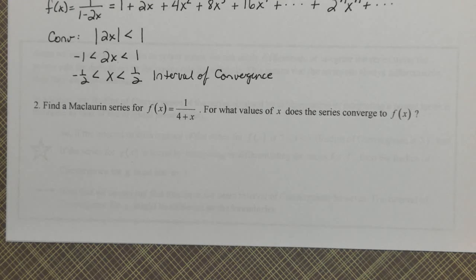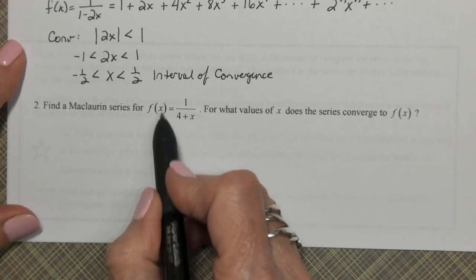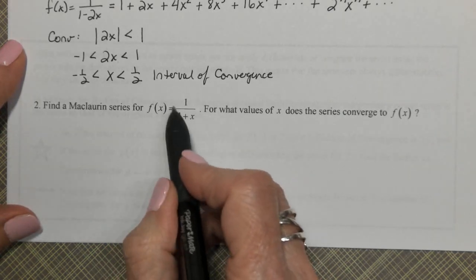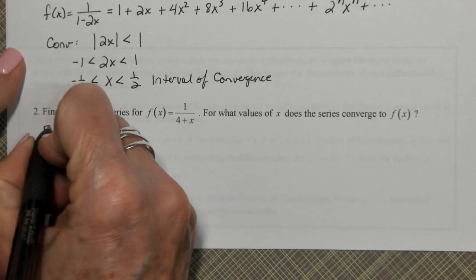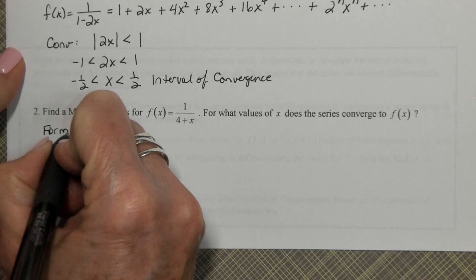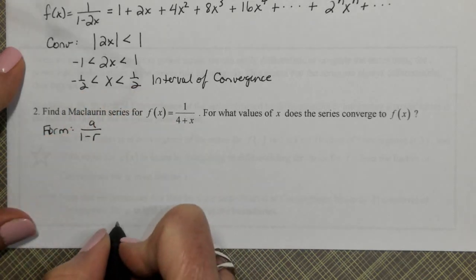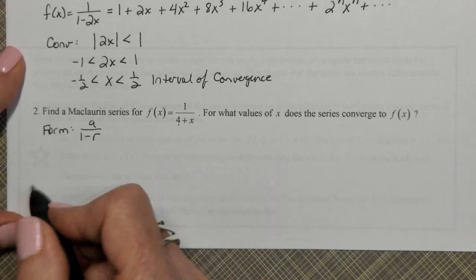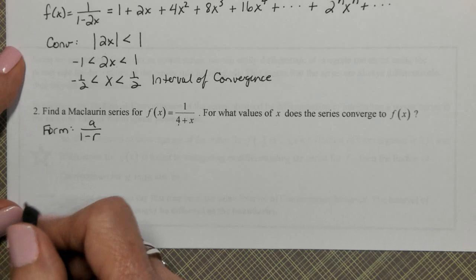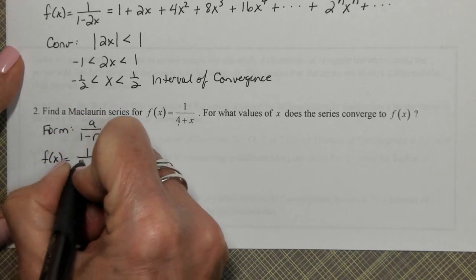So again, I notice that it's in the form of the geometric sum. It's close to a over 1 minus r, but it's not exact because I have a 4 there and not a 1. Very, very easy to get a 1 there though. So f of x is 1 over 4 plus x.